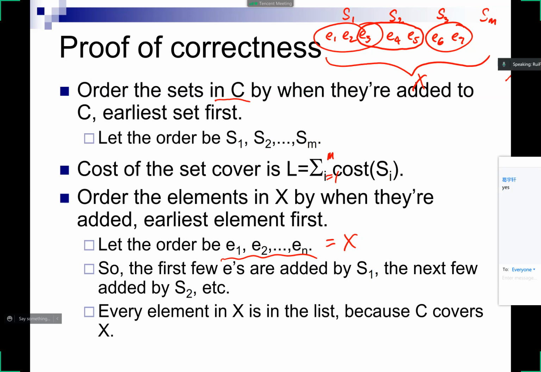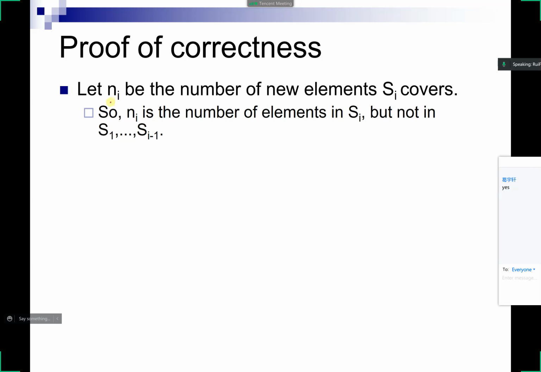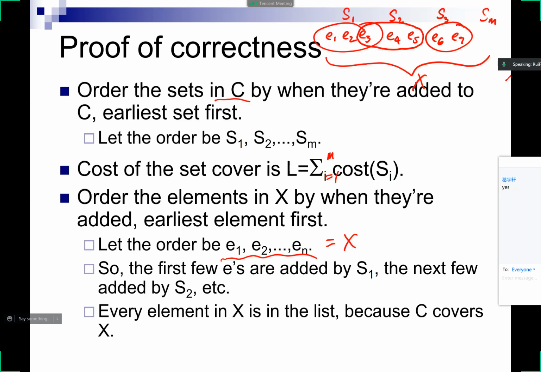Now let's let Ni be the number of new elements that each set covers. For example, S1 covers 3 new elements, so N1 is equal to 3. N2 is the number of new elements that S2 covers. S2 covers 3 elements in total, but there are only 2 new ones, so therefore N2 is going to be 2. And N3 is also going to be 2 because S3 here covers 2 new elements.